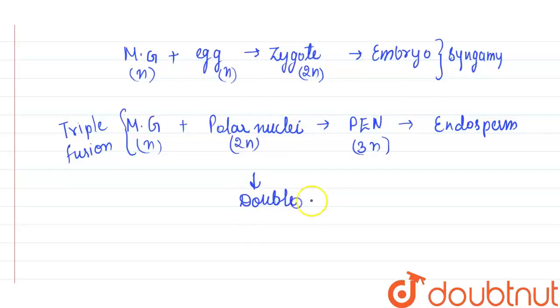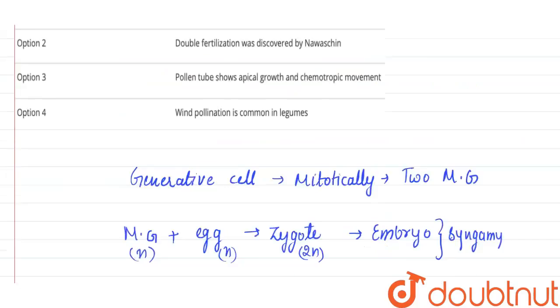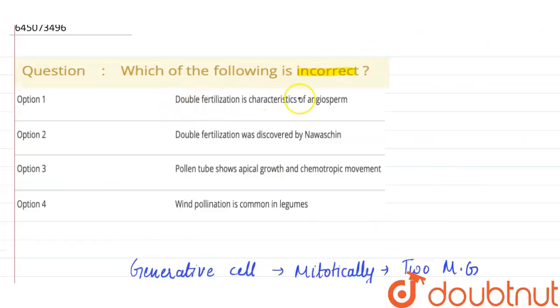This is known as double fertilization, and it was discovered by S.G. Navashin. This double fertilization is the main characteristic of angiosperm. This is all about double fertilization. Now let's discuss the statements. First statement given here is double fertilization is characteristics of angiosperm. Yes, this statement is true here, that's why it's an incorrect option. Second is double fertilization was discovered by Navashin. Yes, this statement is also true here as we already discussed. Therefore, this option is also incorrect here.